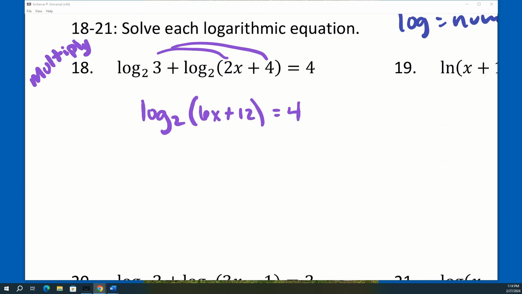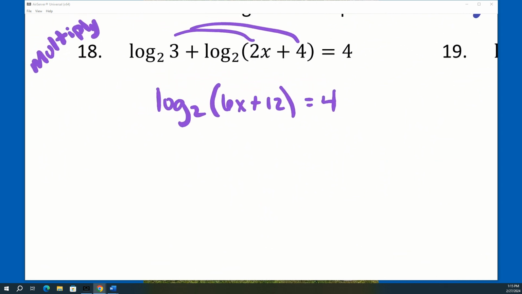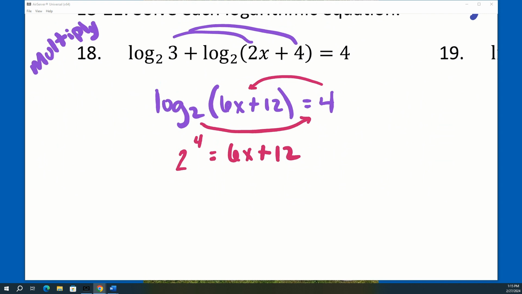All right, then because it's log equals a number, we're going to write in exponential form. And so what's the base going to be? It's not e. It's going to be 2 to the 4th is equal to 6x plus 12. That's how you write logarithms in exponential form. The logarithm is always going to be equal to the exponent. All right, and then you can use your calculator to figure out what 2 to the 4th is. Or you might know that in your head.